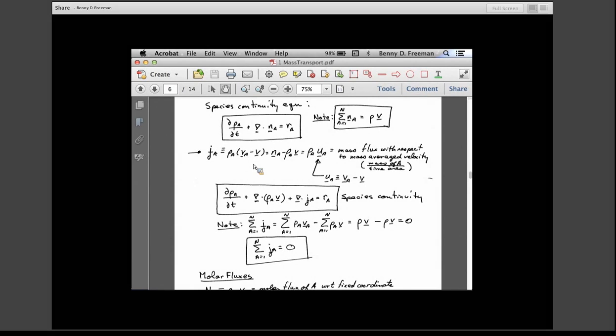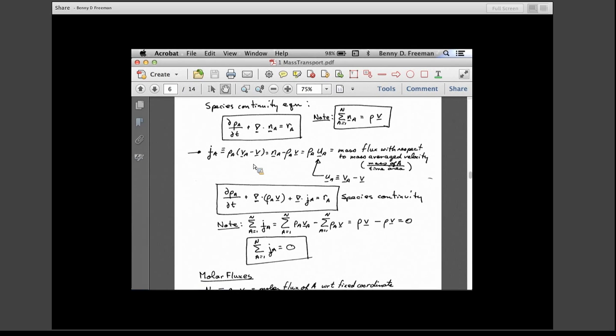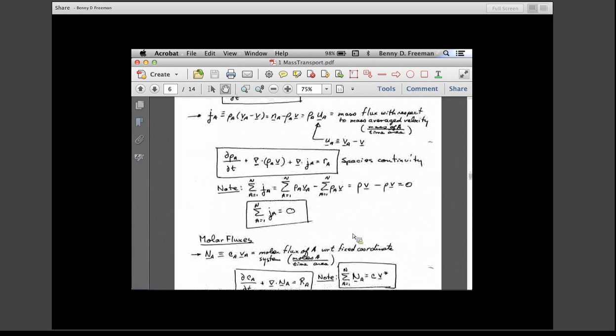And so in a binary system, for example, if the flux J sub A is positive, you can be guaranteed that that of component B is negative and of the same magnitude. These diffusive fluxes sum to 0 because they're always written relative to the average concentration.